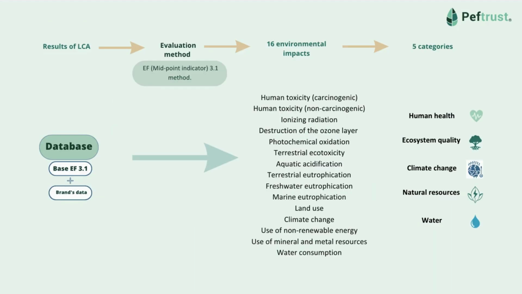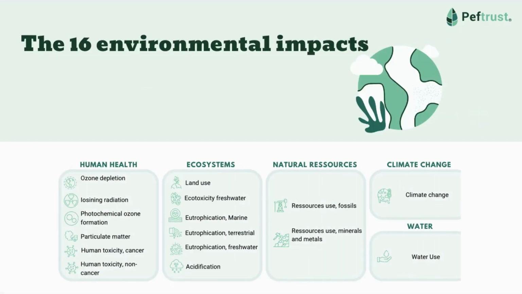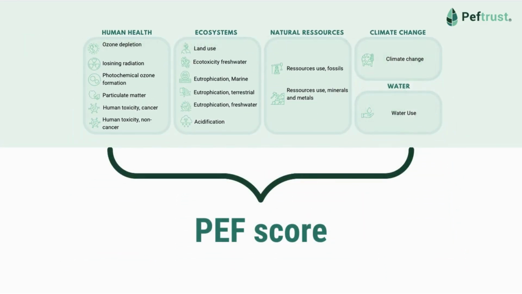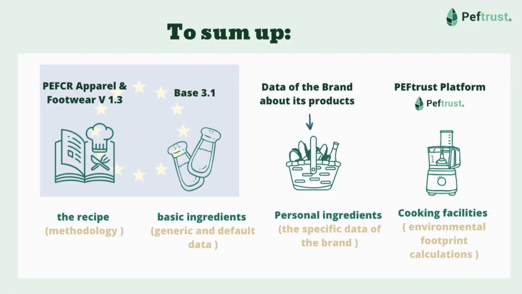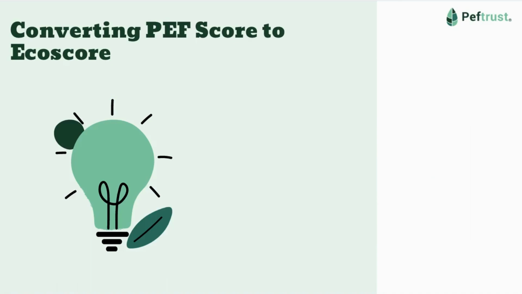The EF 3.1 database contains generic data required for calculating environmental impacts. It includes, for instance, data on materials, processes, transport, and end-of-life treatments. The EF midpoint indicator 3.1 method is used on this data to calculate 16 environmental impacts, which are then aggregated into one single score. So now that we've obtained the product's PEF score and a reference product for comparison, we can calculate and display its final Ecoscore.